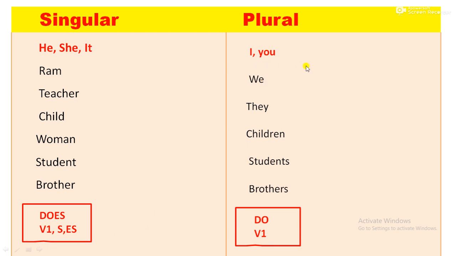So I and you, now he, she, it are singular, but I and you are then plural. These are also singular, but the rules of plural are followed with I and you. So this is very important that you remember that with I and you we use do and not does, and we use the first form and not the first form and s or es. So the rules of plural will be followed with I and you. This is important to remember. You will use only do with I and you. Other plurals you can see.